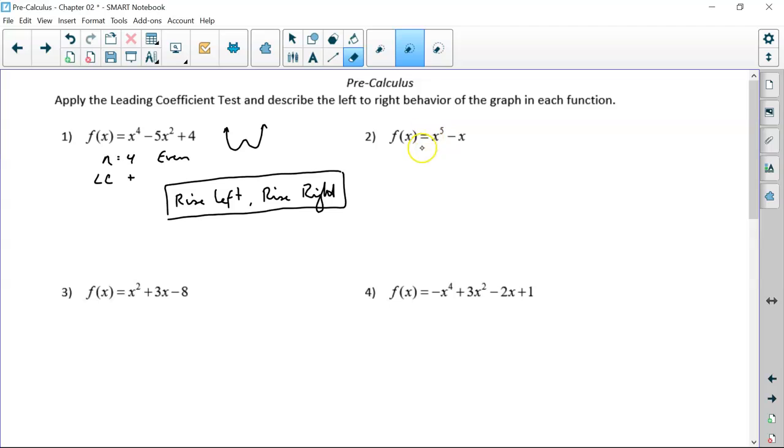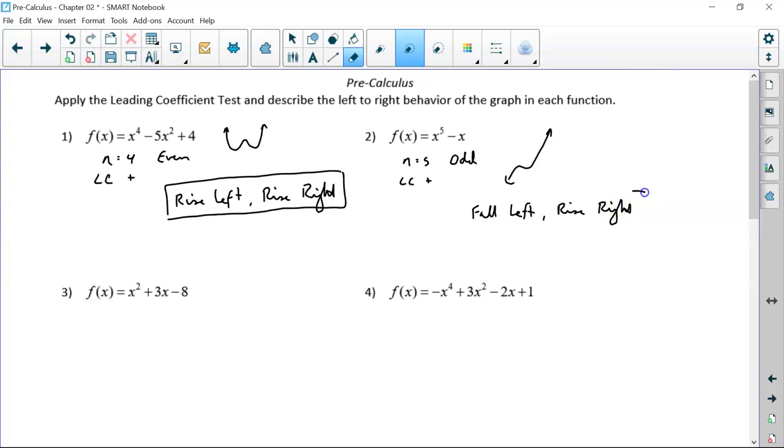For problem number 2, our degree n is 5. That's odd. And the leading coefficient is a positive 1. So what it's going to look like is basically like this. Now there might be some more turns that it does, but that's the basic shape. So it's going to fall to the left, and it's going to rise to the right. That's the end behavior, and that's from the degree and the leading coefficient.